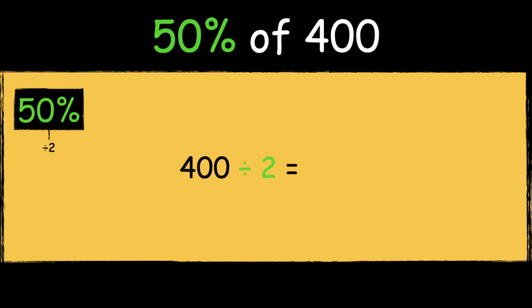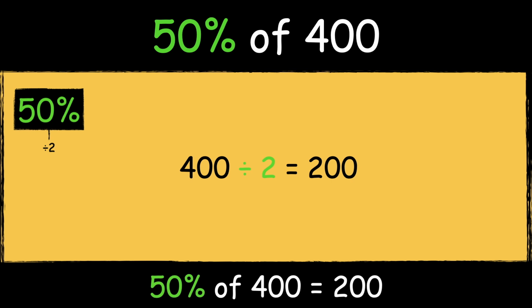So let's look at example 1, 50% of 400. To work out 50% of a number, we half it, which means divide it by 2. So 400 divided by 2 is 200. So 50% of 400 is 200.